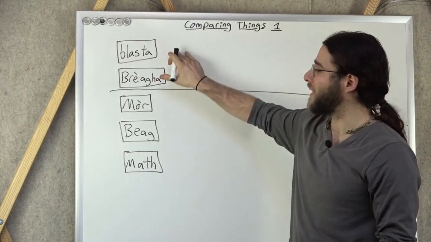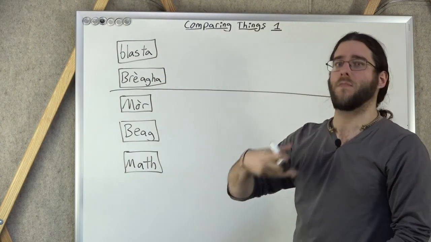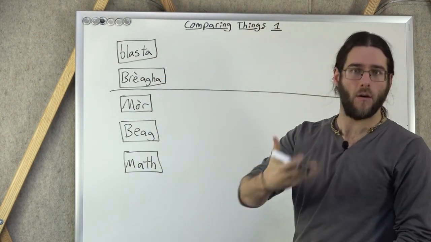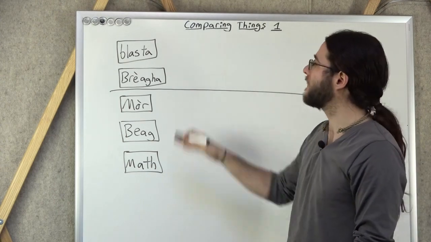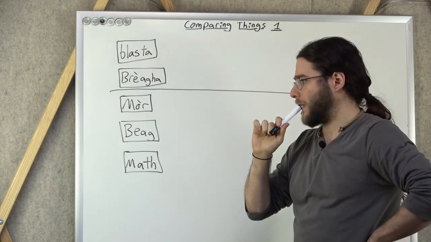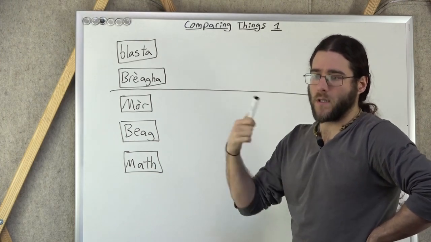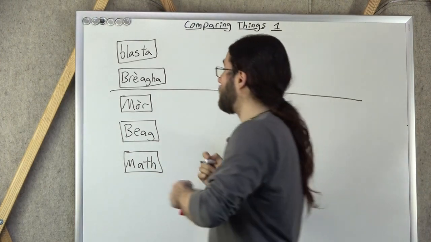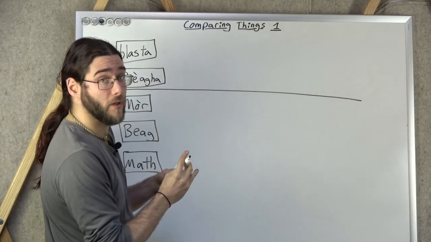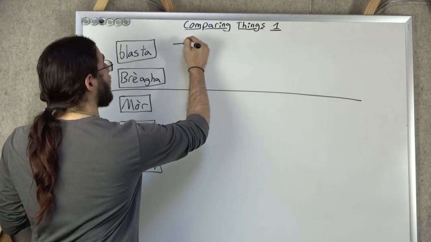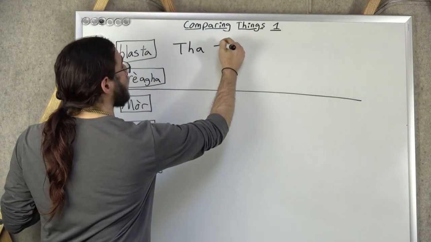Got some common describing words up here, and I'll show you how to use them to compare things. So, starting with blasta, tasty, delicious, nice, however you'd translate it. Blasta. Tea is more delicious than coffee. It may or may not be true, but let's use it as an example.